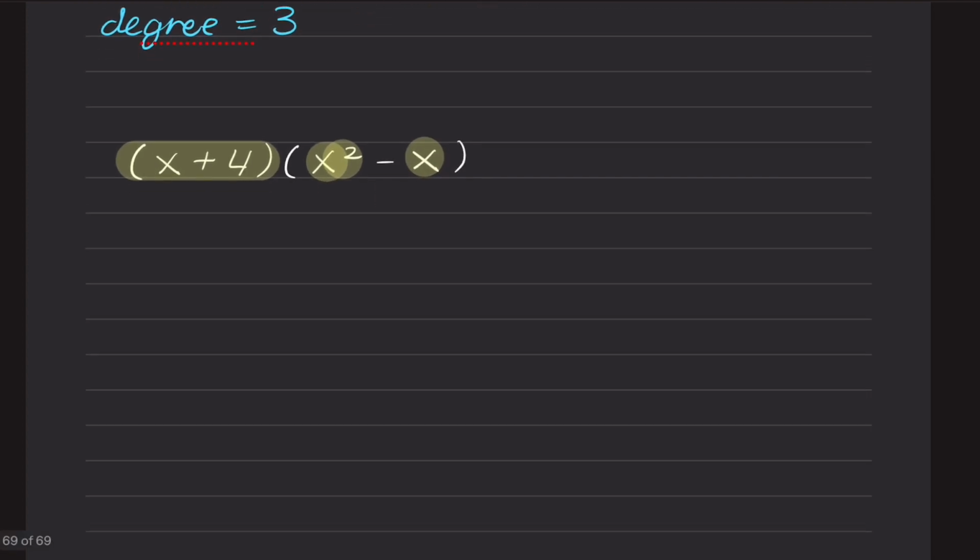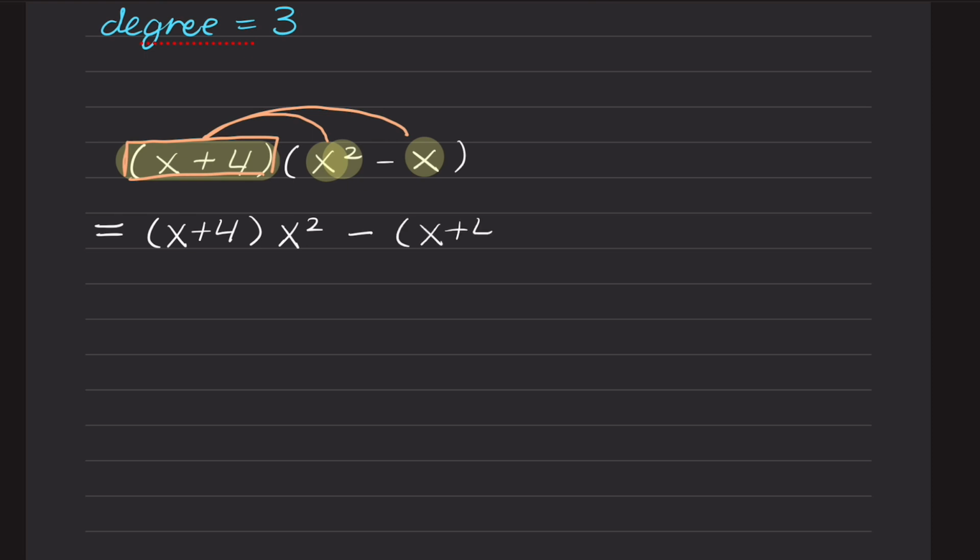So I'm taking this whole term, x plus 4, and I'm multiplying it to x squared, and then I'm multiplying it to the minus x. So I'm still distributing. So I've got x plus 4 times x squared, and then I have minus x plus 4 times x. Well, now I can distribute even more, right? I can distribute this x squared, and I can distribute this x.